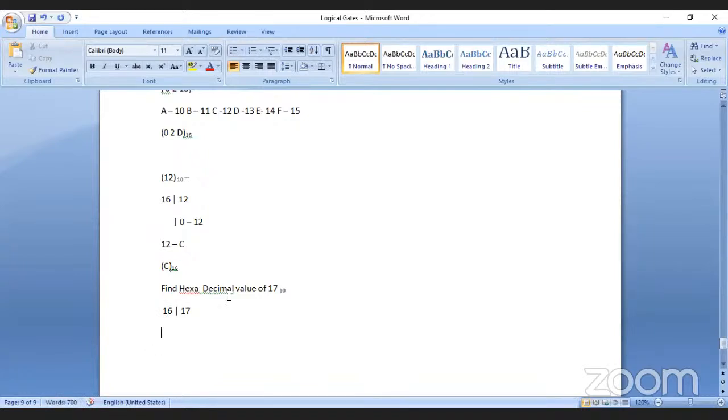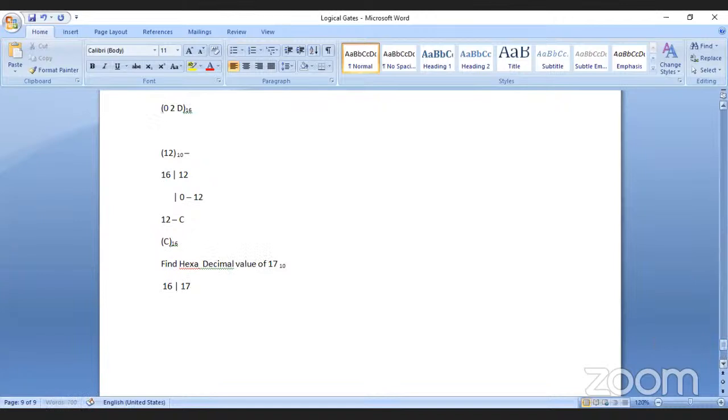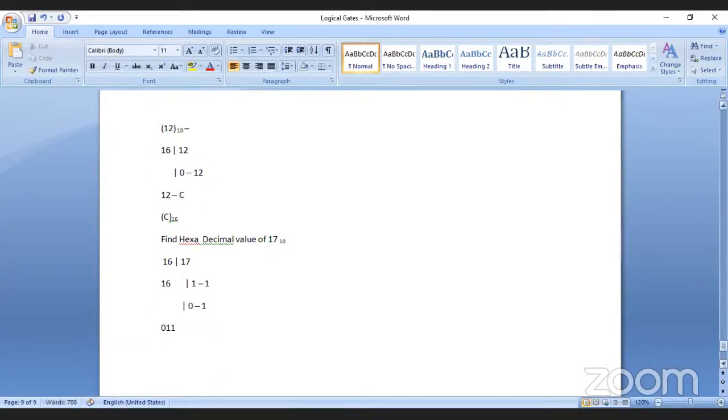So 16, I'm writing as it is. What do I have to do in the next step? 16 ones are 16, so what will be the remainder? 1. Next, 16 zeros are 0, what will be the answer? 1. So here it is 1 1. So this is the answer.